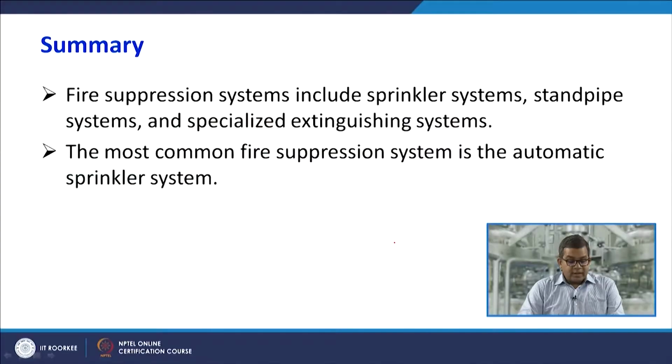Now in summary, the fire suppression systems include the sprinkler system, standpipe system, and specialized extinguishing systems, and the most common fire suppression system is the automatic sprinkler system. We have compared all these things with the different tools available, whether it is a fire extinguisher system, alarm system, etc. We have compared them with the sprinkler system, and we find that the automatic sprinkler systems are more beneficial.